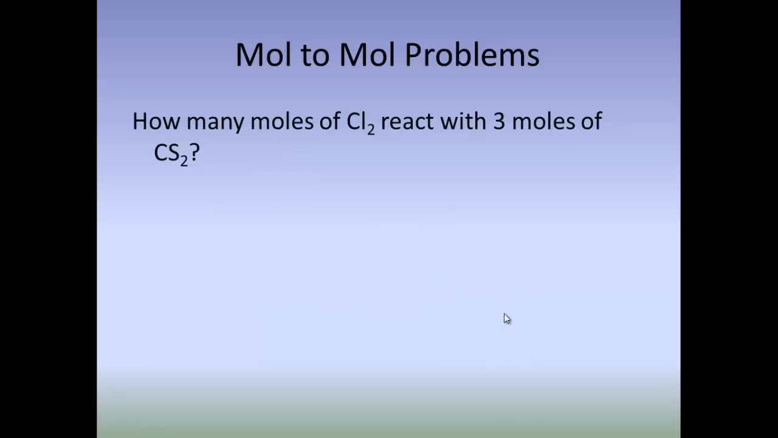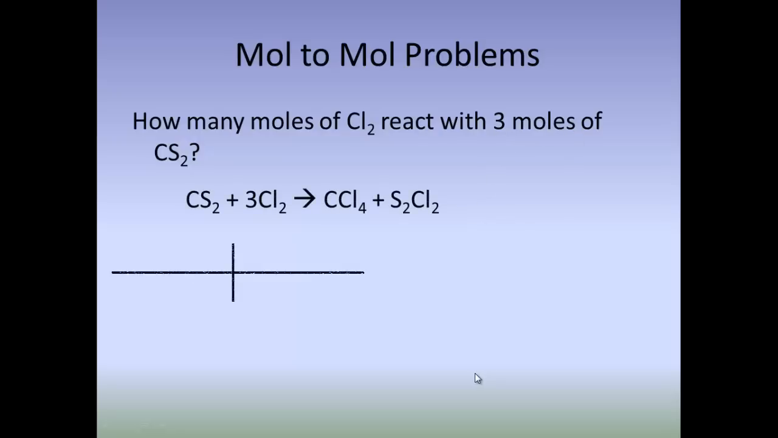Next question. How many moles of Cl2 react with 3 moles of CS2? Same equation. Start with what's given in the question. 3 moles of CS2. Moles of CS2 need to cancel, so those go on the bottom. Again, we get that number from the equation. This time we're looking for how many moles of Cl2. Cl2 goes on the top. Take the number from the equation. Check your sig figs. Whole numbers again. 3 times 3 is 9.